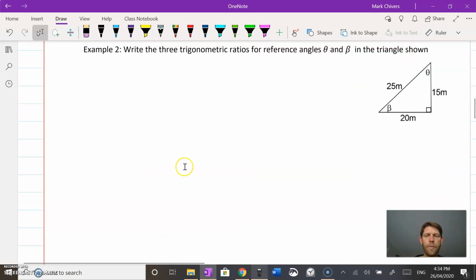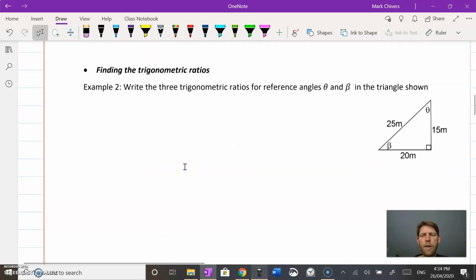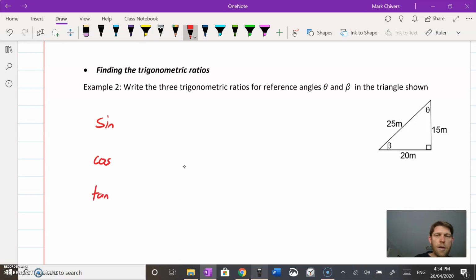Okay. And the next question, we're not going to calculate what the size of these angles are, we're just going to say what they are. So the 3 ratios, so we're going to have sine, cos, and tan of theta.